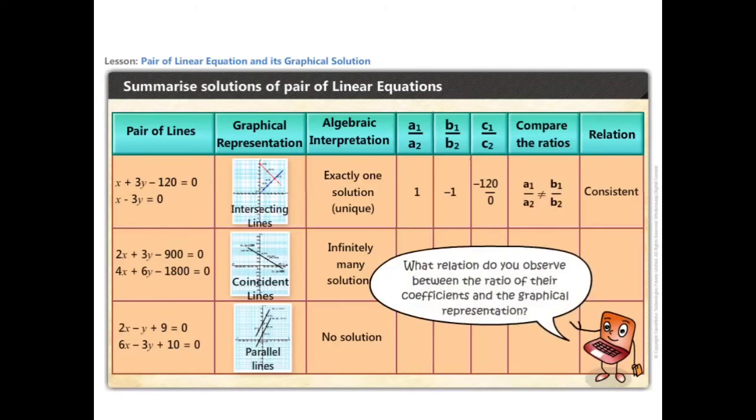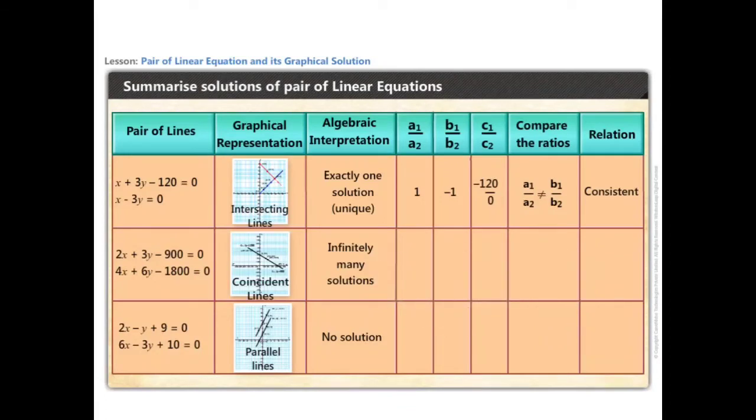What relation do you observe between the ratio of their coefficients and the graphical representation? Here, we observe that when a1 by a2 is not equal to b1 by b2, the pair of equations has a unique solution or is a consistent pair of equations. Take the second set of linear equations in two variables.